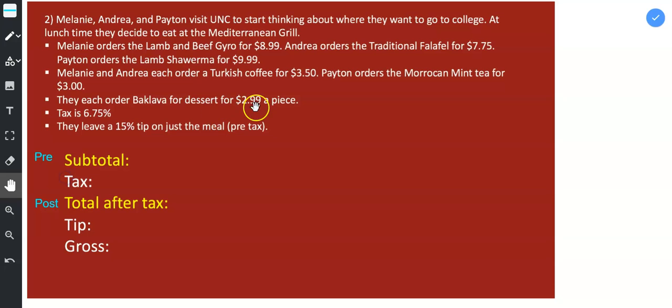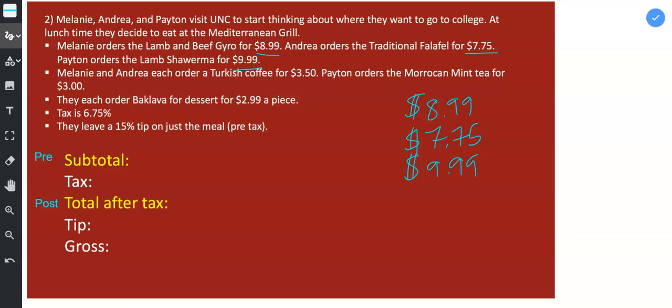Melanie, Andrea, and Peyton visit UNC to start thinking about where they want to go to college. At lunchtime, they decide to eat at the Mediterranean Grill. Melanie orders the lamb and beef gyro for $8.99. Andrea orders the traditional falafel for $7.75. And Peyton orders the lamb shawarma for $9.99. I probably said that wrong.